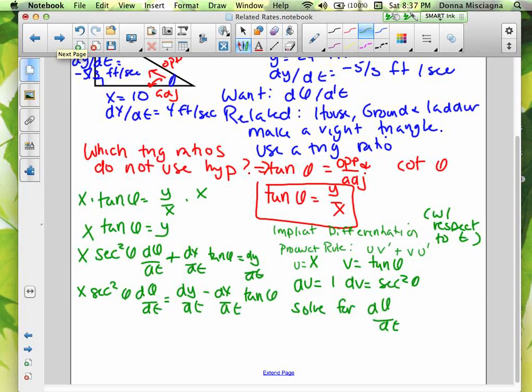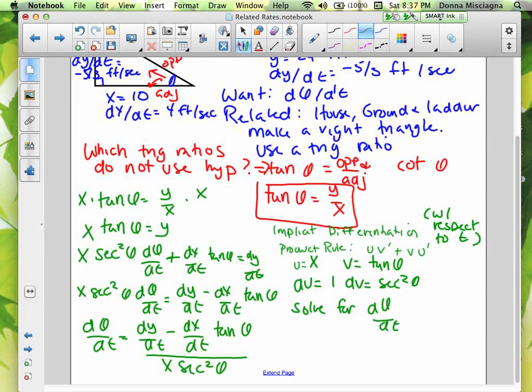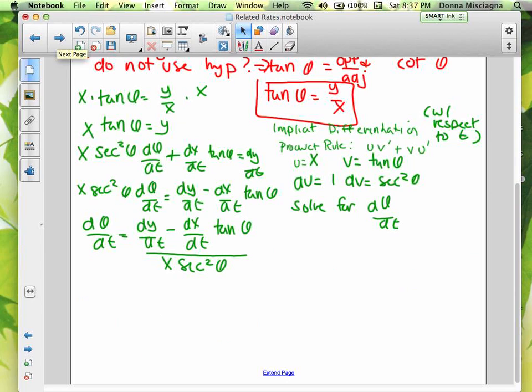All right, and so now we're just going to divide both sides by x secant squared theta. Okay, so we have d theta dt equals dy dt minus dx dt tangent theta, all over x secant squared theta. Now that looks just awful, doesn't it? However, all we have to do now is substitute the values in and simplify. So now it's just a plug and chug.